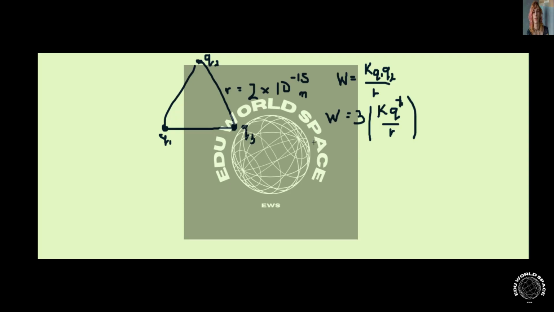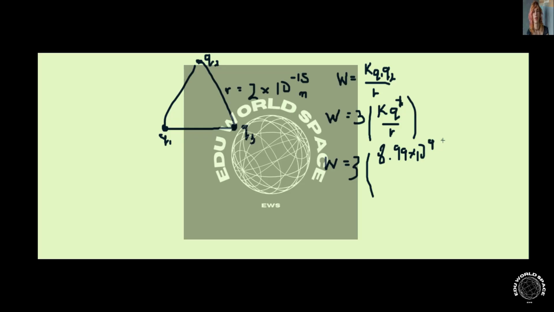Now if you were to plug in the constants that we have, Coulomb's constant, which you all know is 8.99 times 10 to the power of 9 newton meter squared over coulomb squared for the units. So 3 times 8.99 times 10 to the power of 9.